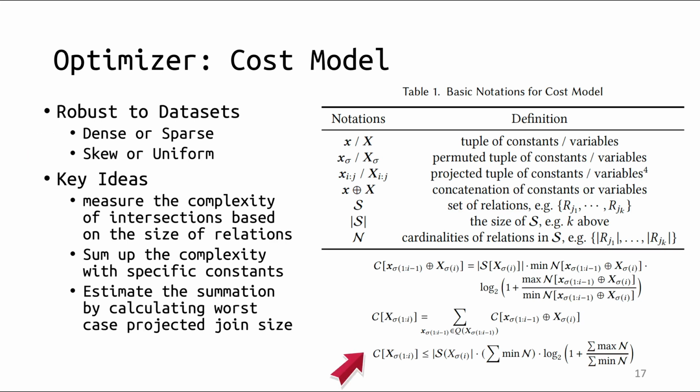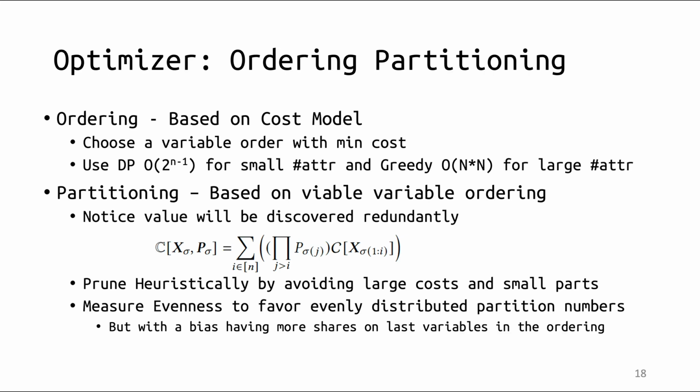It is hard to understand those symbols in a short time. To save everyone's time, here we just list the key idea in the slides. It estimates the cost of intersections, accounting for relation sizes and skew, and then sums up the complexity for each given value for attributes. Finally, it estimates the summation by the worst-case projected join size. Noticing the cost model depends on the variable order, we could choose the best order to minimize the overall cost.